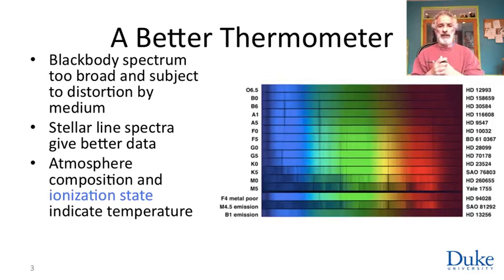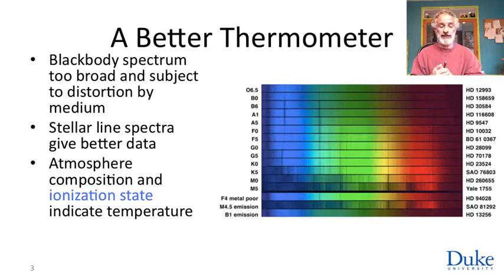It's also less subject to distortion. For example, if there is a cloud of gas or dust between us and the star, we know that will preferentially scatter blue light. A star viewed through dust or gas will appear redder than it is, and that might mislead us into thinking it is cooler than it is in fact.